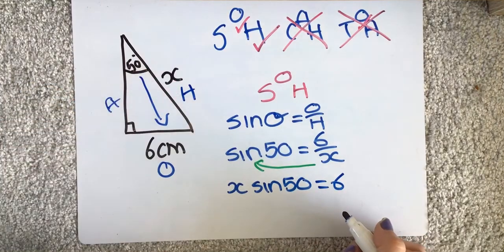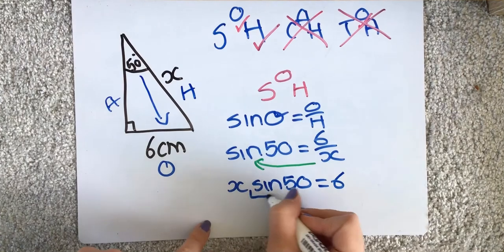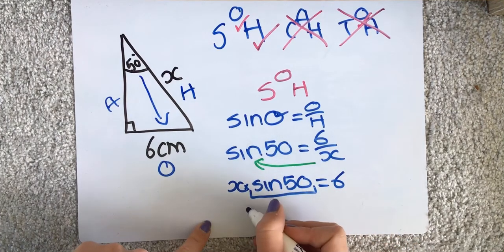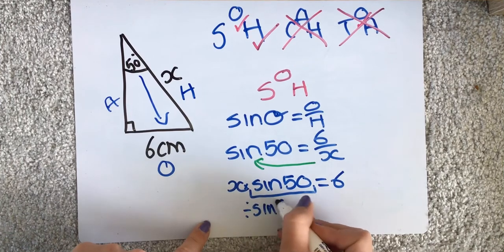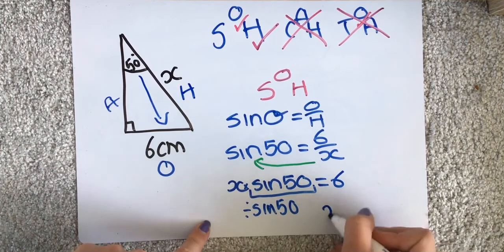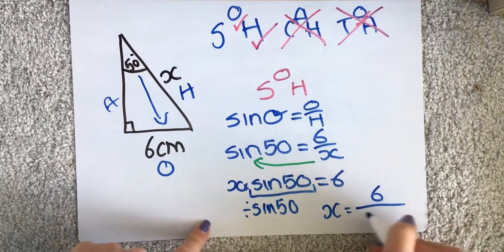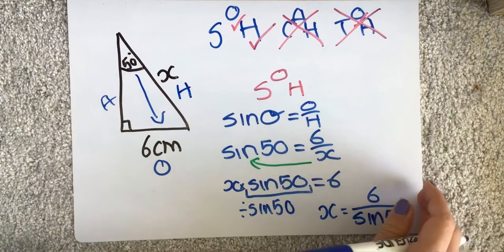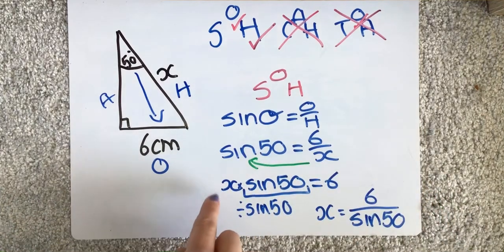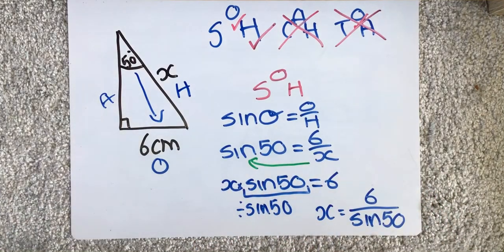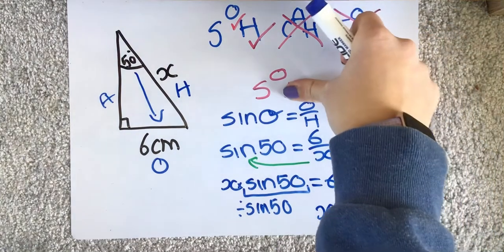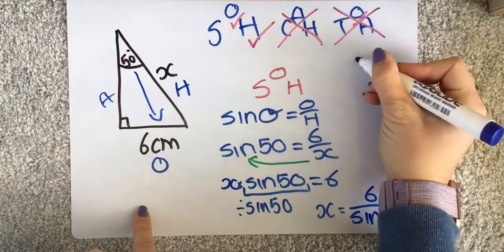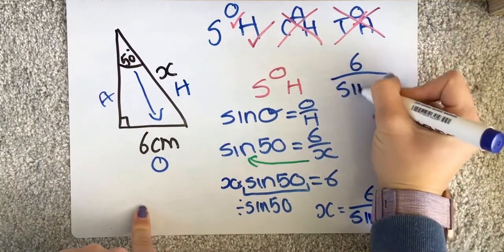And I've still not quite got to an answer, okay? But at this point, some of you might realise, actually, this was a times, so I can just divide. So I divide by sine 50. And what I end up with is x equals 6 over sine 50, okay? However, I've done 1, 2, 3, 4 steps to get there, okay? If I'm using this cover up, I know immediately, and I can write it down immediately, that it's just going to be 6 over sine 50.